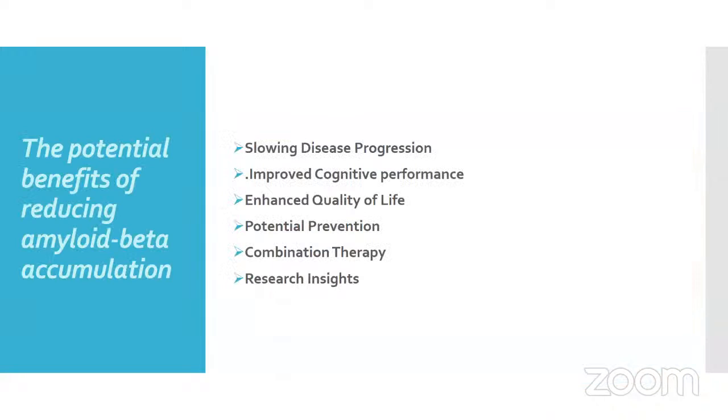Okay, so the another question, we answered the first question, what is the relationship and what is the connection between the anti-amyloid and the Alzheimer's? And the second question, what are the potential benefits of reducing the amyloid beta accumulation? Like, what are the benefits that we would gain if we started giving those people these medications, like anti-amyloid drugs? So the first thing that comes to us is slowing disease progression.